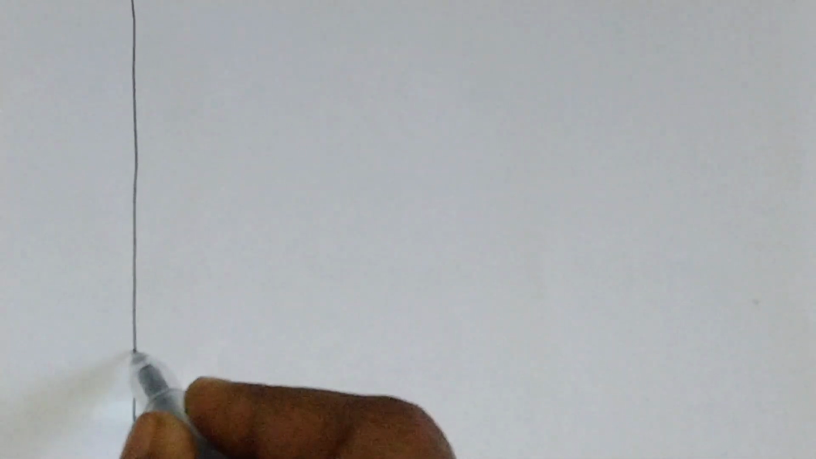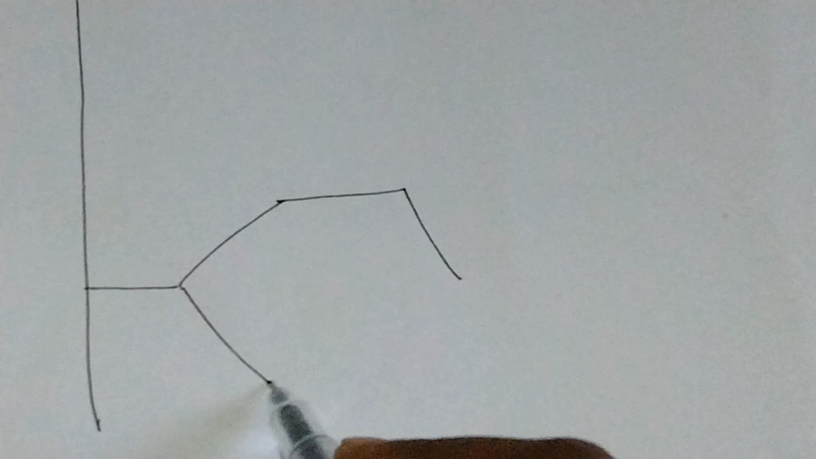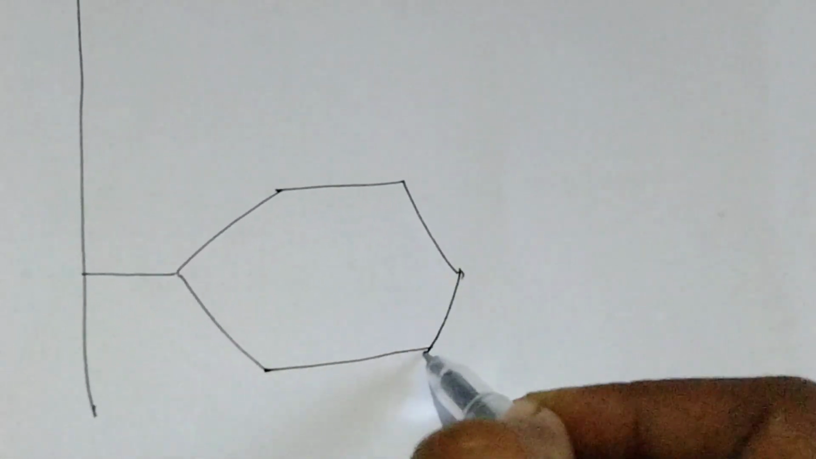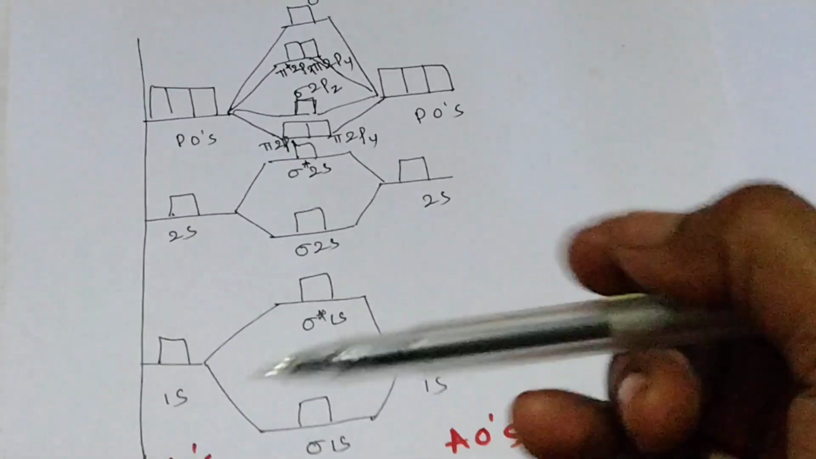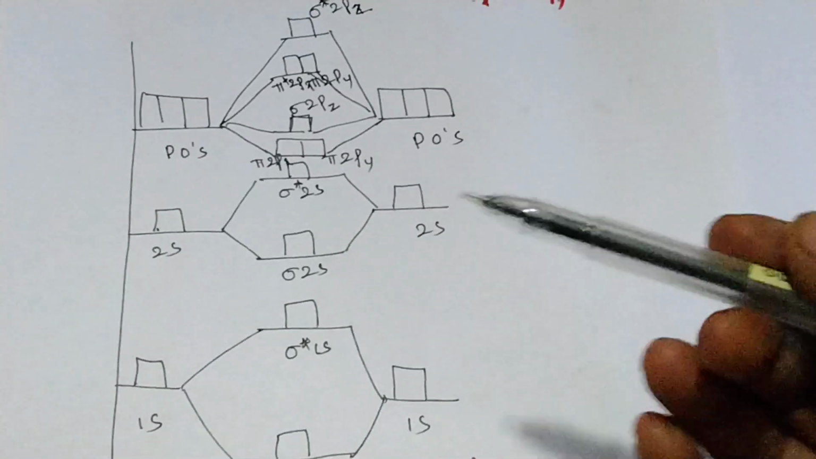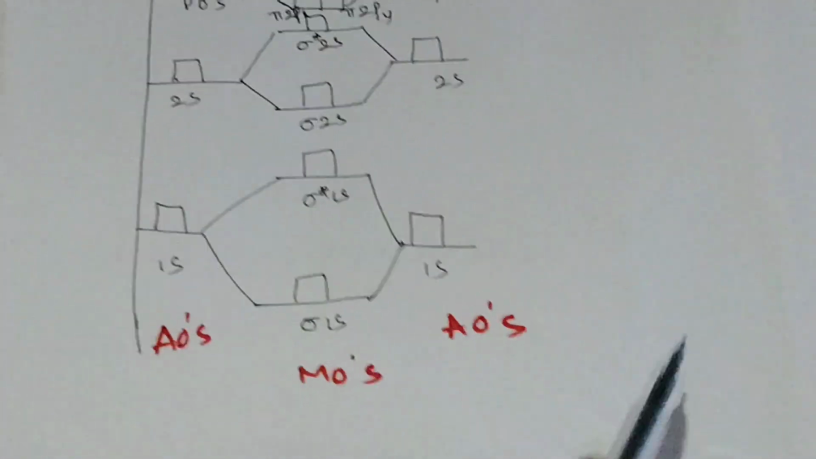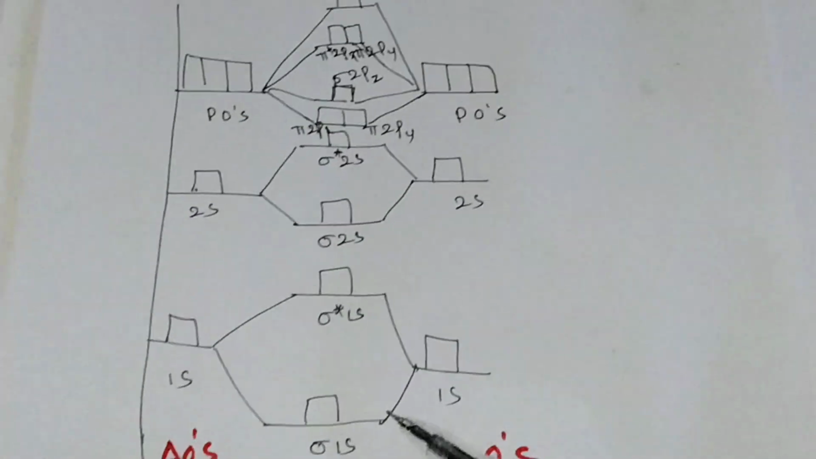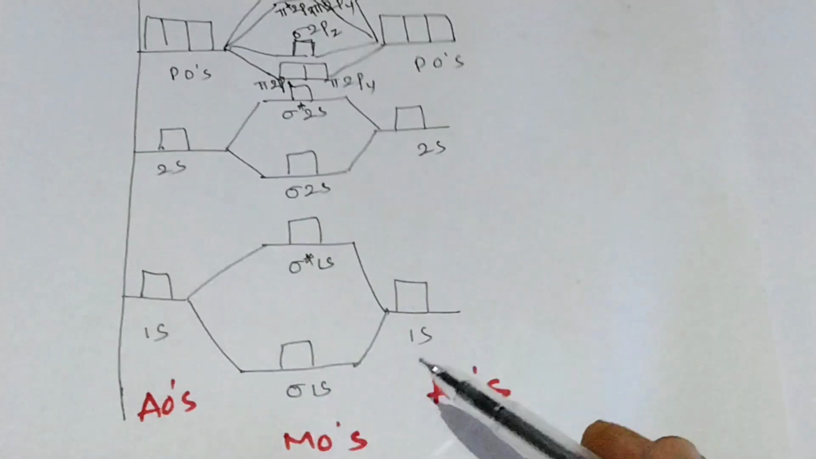Okay, so first we have to take the energy level diagram for a carbon molecule. Since this takes more time, I am showing you what I have already drawn. See students, now we have to accommodate electrons in the molecular orbitals as well as atomic orbitals.